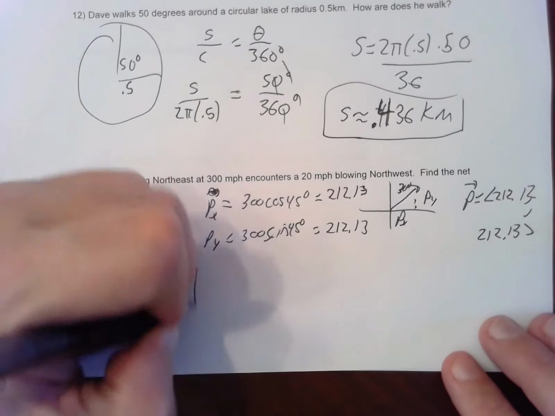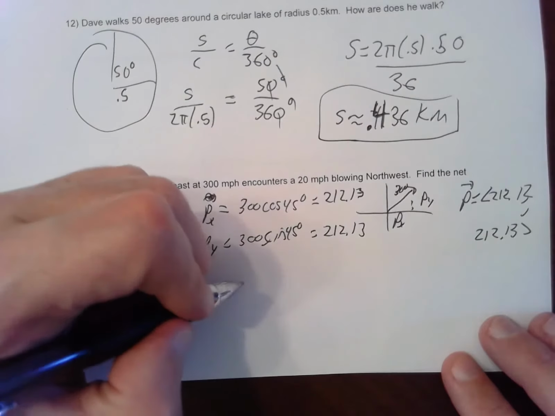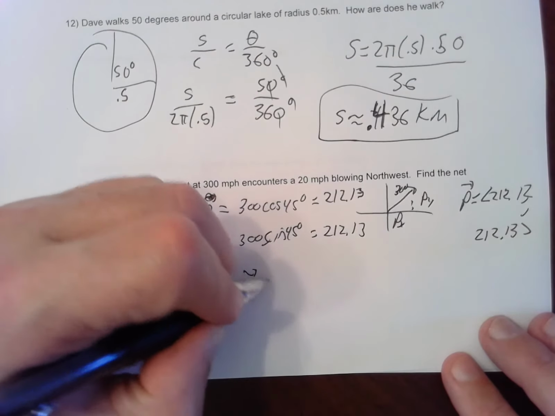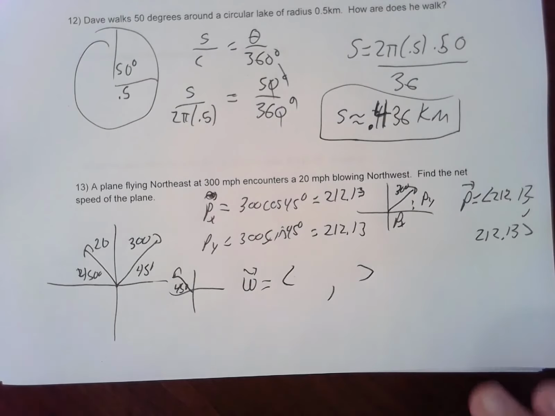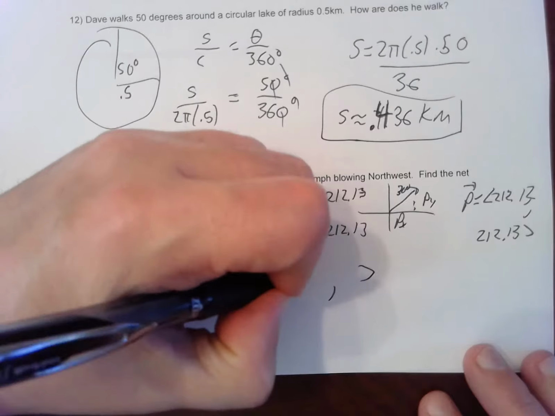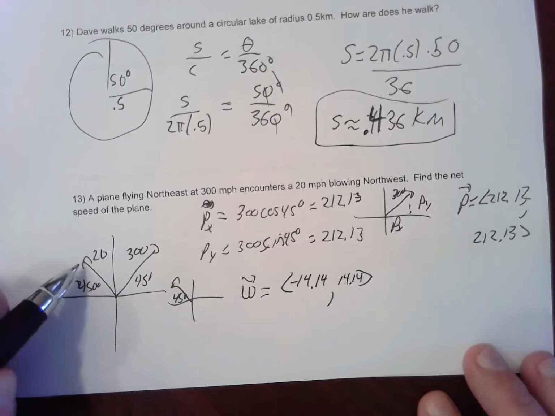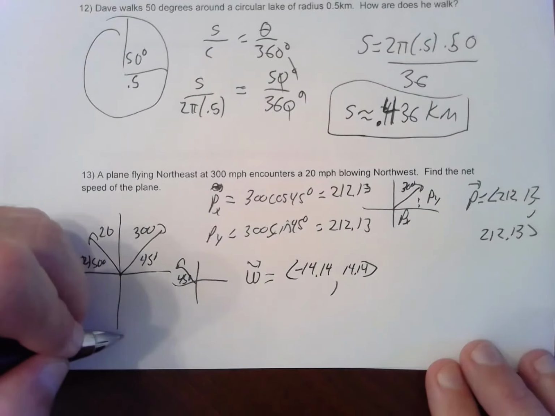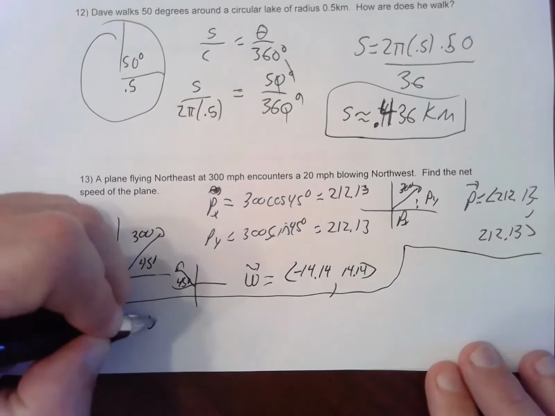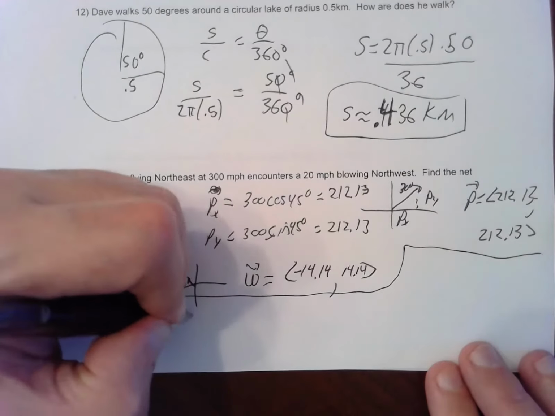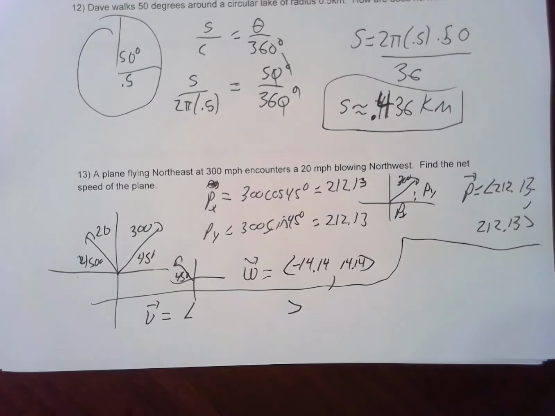Okay, the wind vector. He points back this way with a 45-degree angle. Notice his x component is 0. So we do our work and we'll get 14.14. The x component is negative, the y is positive. So we add those together and we get our net velocity vector. 212 minus 14 for the x.